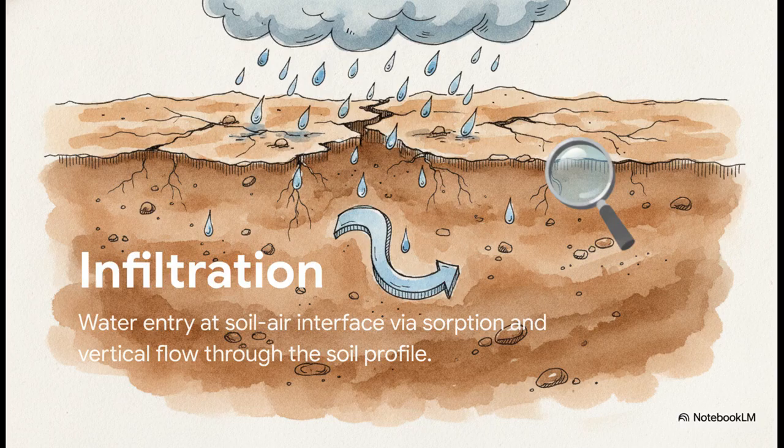It's incredibly important, practically speaking, because it dictates exactly how much rain or irrigation water gets into the soil versus how much just overflows as runoff. In a dry soil, regardless of its texture, this infiltration rate starts off extremely high. But then it drops exponentially over time before finally settling into a steady rate.